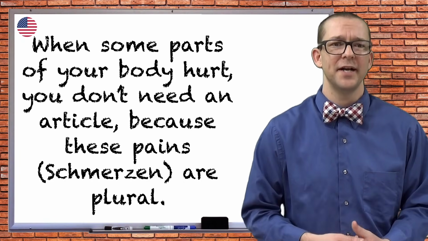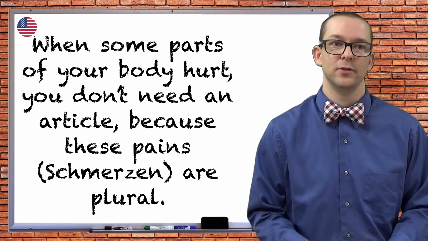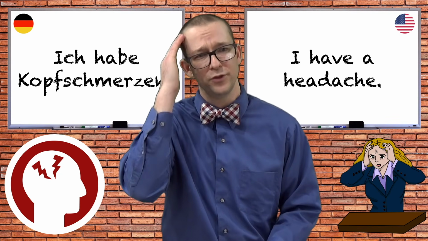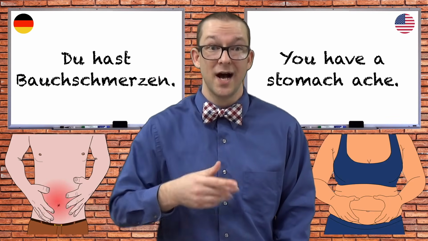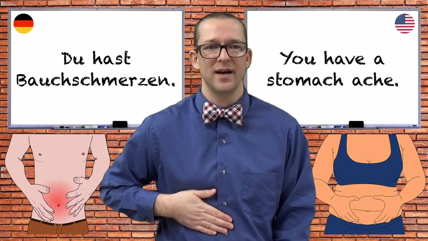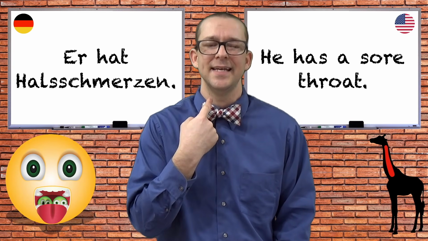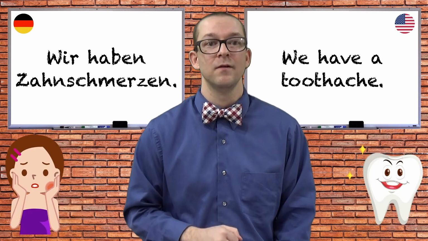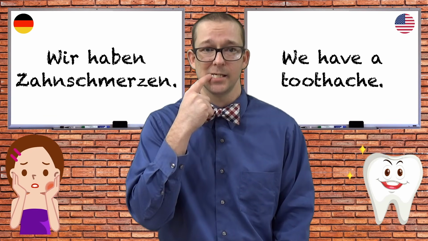When some parts of your body hurt, you don't need an article because these pains, Schmerzen, are plural. Ich habe Kopfschmerzen. I have a headache. Du hast Bauchschmerzen. You have a stomachache. Er hat Halsschmerzen. He has a sore throat. Wir haben Zahnschmerzen. We have a toothache.